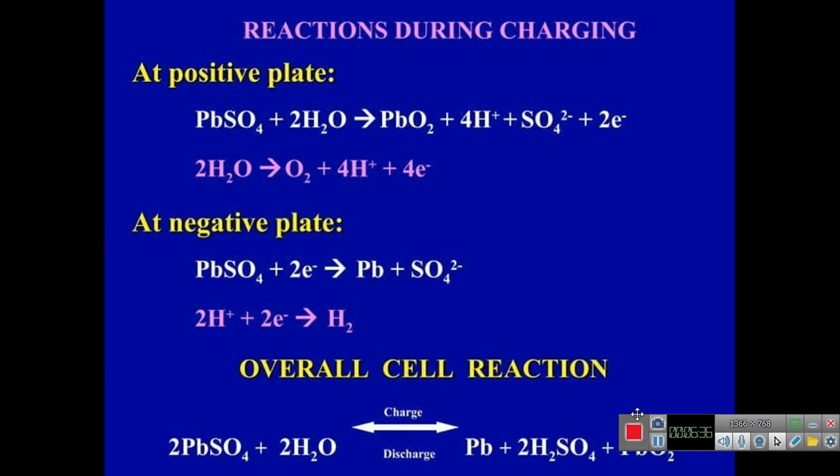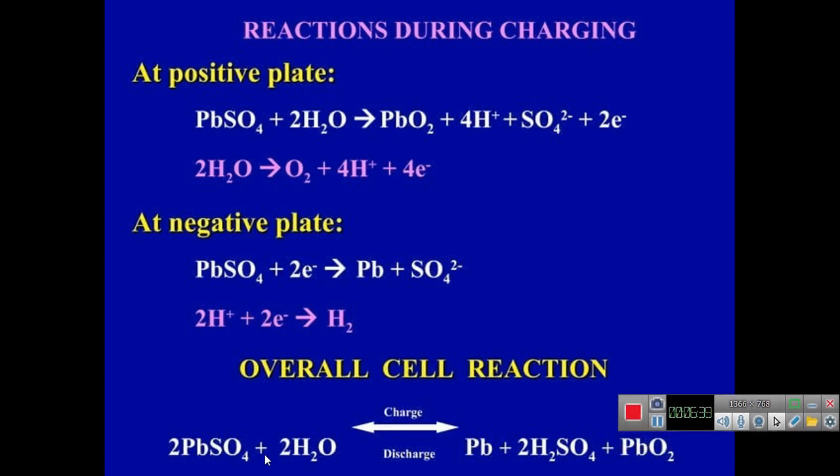So the overall chemical reaction is 2 PbSO4 plus 2H2O, which will give Pb plus 2H2SO4 plus PbO2. So that's all about unit 2.